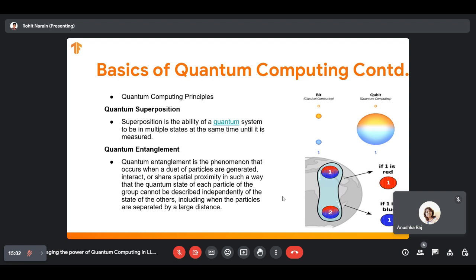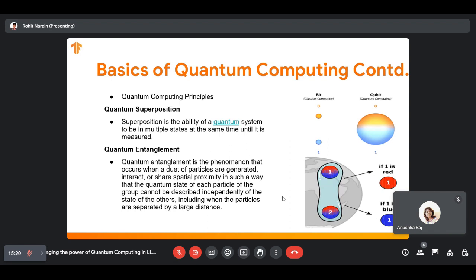So quantum superposition is the hard part to understand, because if you don't understand these things completely, then you will never get the idea of how those quantum circuits or quantum computers actually work. So this is the most important phenomenon that you need to understand.